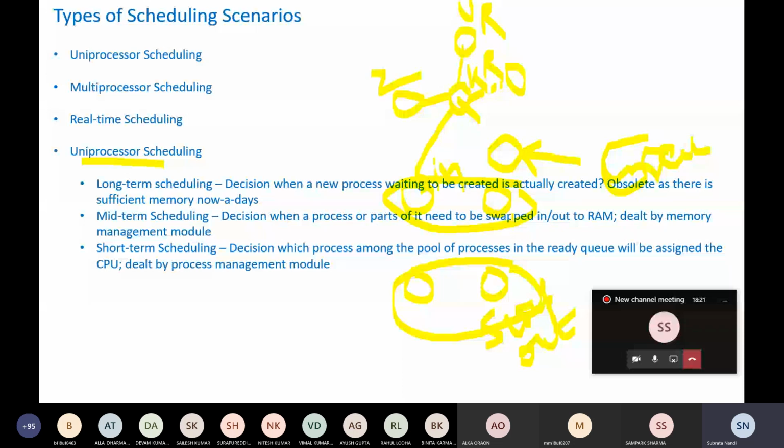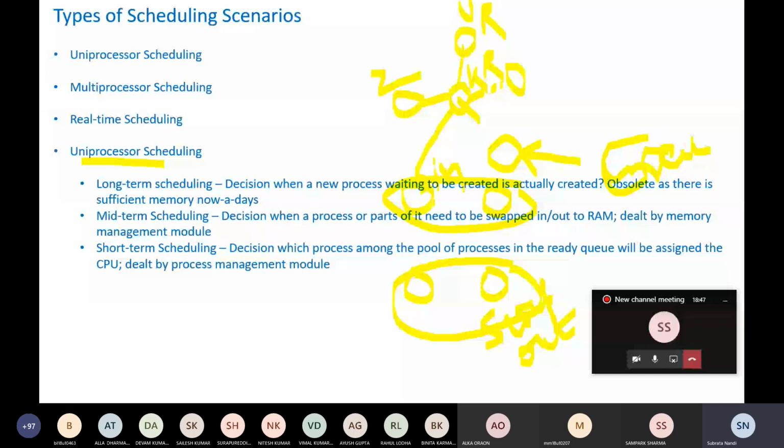So this is the decision when a new process waiting is to be created. So this is long term scheduling. Then there are the medium term and the short term scheduling. The medium term is related not to the CPU, but to when a process is suspended or blocked. Instead of keeping them in RAM, those processes might be swapped out of the primary memory and placed in the secondary memory, because they are in no way going to compete for the CPU.